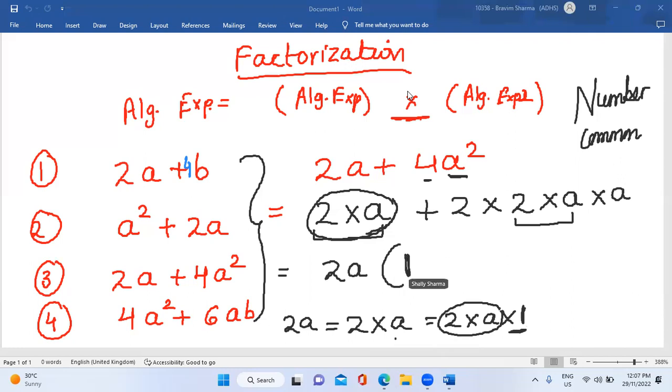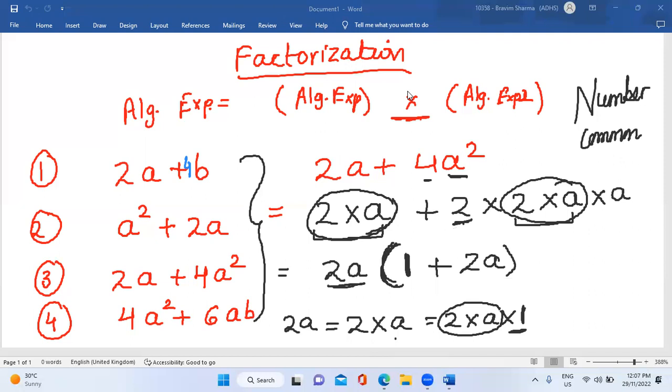Nothing will be left, it doesn't become 0, because this is a multiplication here. 2a times what gives you 2a? It is 1. Then again, this part has gone outside. So what is left behind? 2 and a. So this is the answer: 2a times (1 plus 2a).